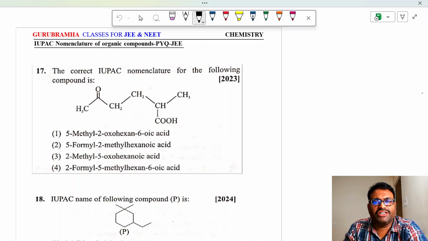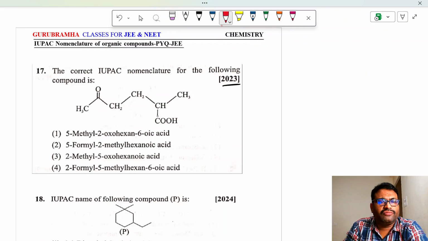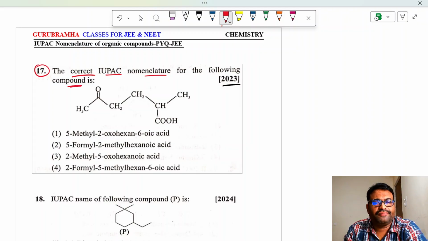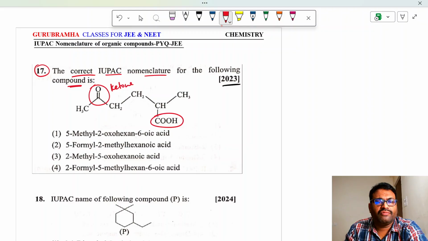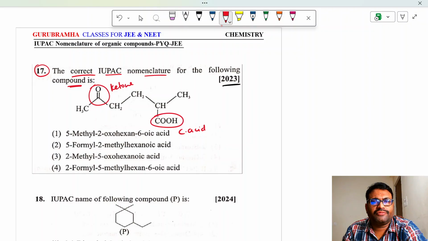Question asked is in 2023. Okay. The correct IUPAC nomenclature for the following compound is. Here you are finding two functional groups. One functional group is carboxylic acid, another functional group is ketone. Among carboxylic acid and ketone, which functional group has more priority? Carboxylic acid group has more priority.